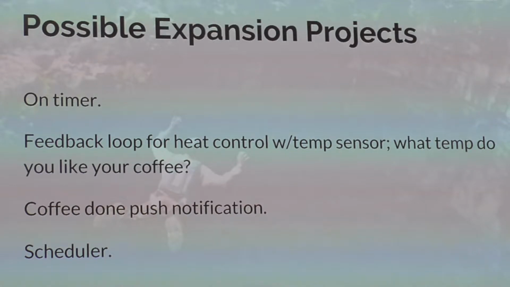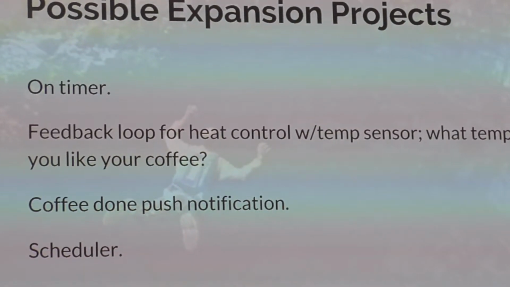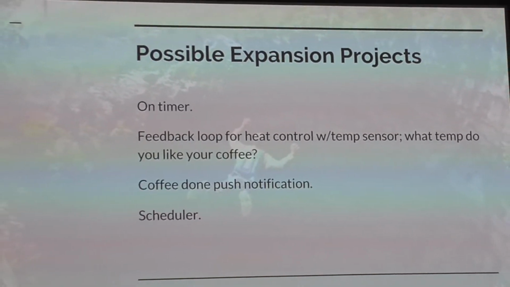Some expansion ideas that we threw around to add to this. You could pretty easily add a timer so that you make sure your coffee maker runs for no longer than an hour or something. You know, coffee does tend to get stale after a while, and it's probably better just to turn it off, and then you know it's time to throw it away.